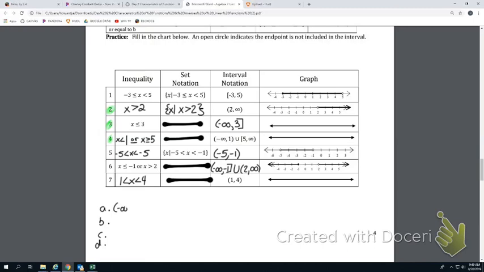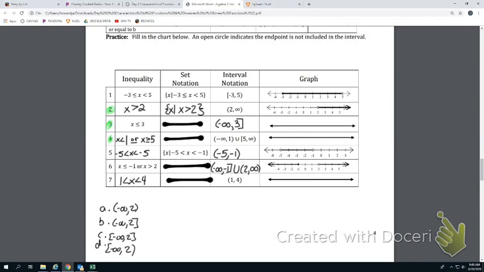That may be an option. That may be an option. So the numbers are all the same, but you've got to know what the parentheses and the brackets represent.